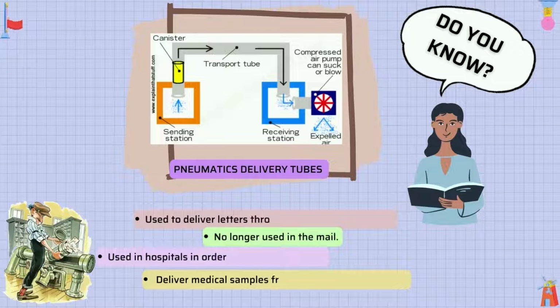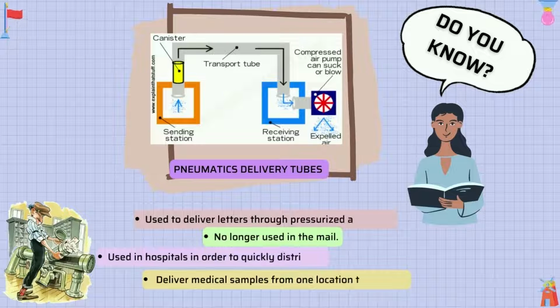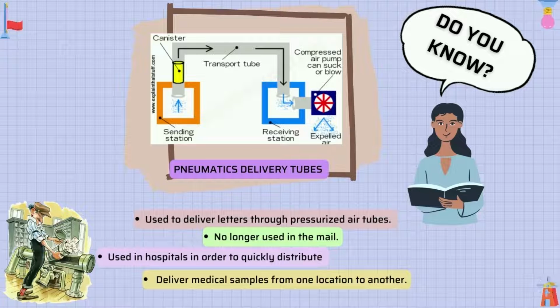Do you know? Pneumatic delivery tube is a pneumatic mail system that was widely used to deliver letters through pressured air tubes. However, this system is no longer used in the mail, but is often used in hospitals in order to quickly distribute and deliver medical samples from one location to another location.